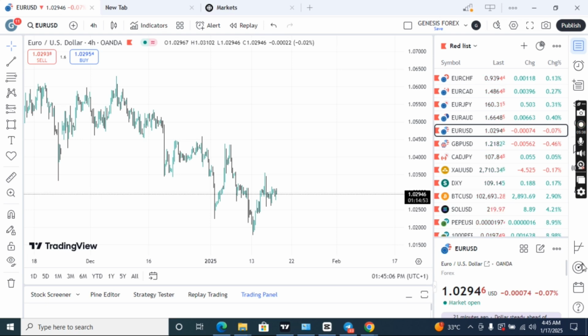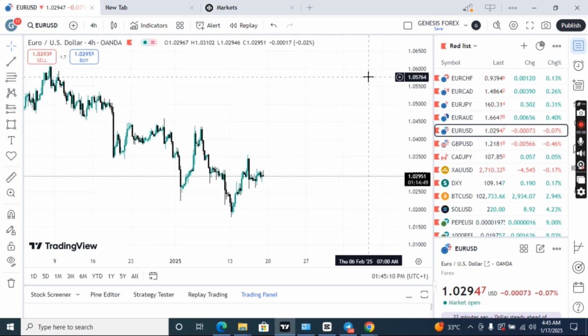So quickly, what is an order block? We have two kinds of order block: the bullish order block and the bearish order block. The first one, the bullish order block, is the order block at which the market buys from, which is said to be the last down candle before the up move. And then the bearish order block is where the market sells from, which is the last bullish candle before the down move.